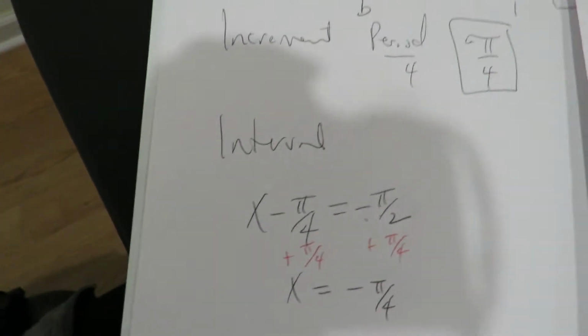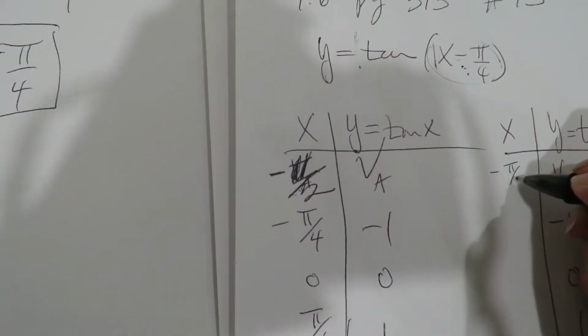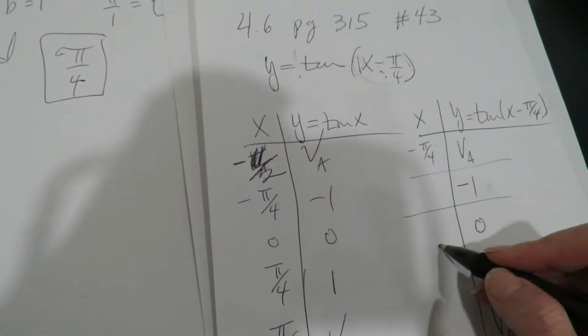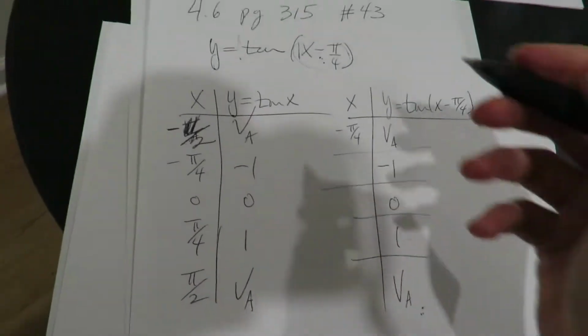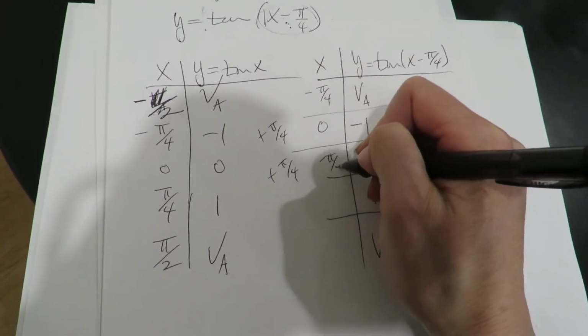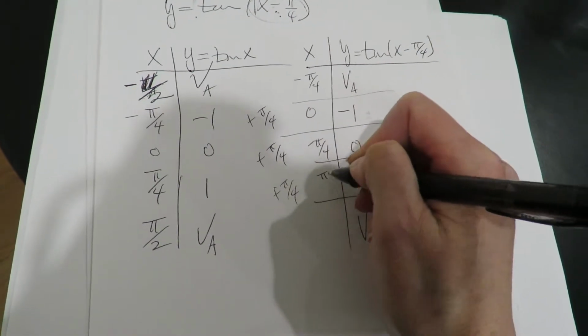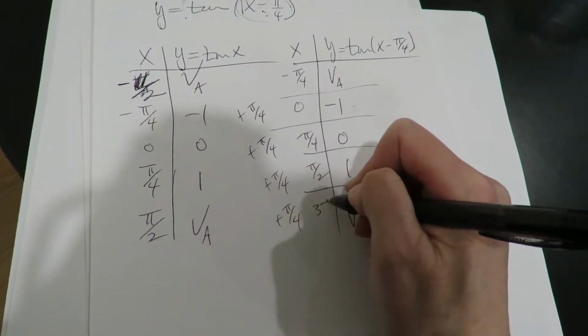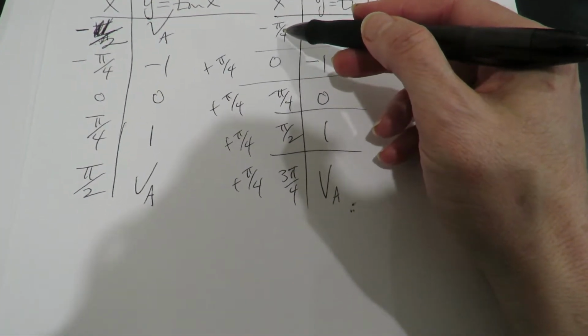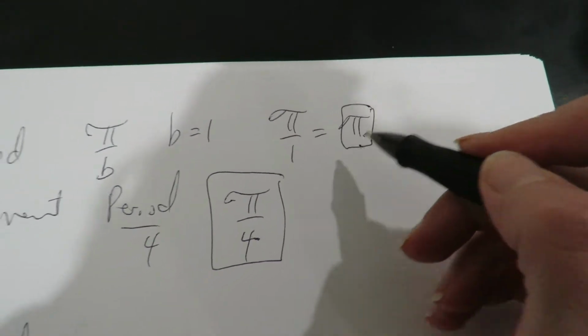So it should make sense to you that this is pushed pi over 4 to the right. So instead of it starting at negative pi over 2, it's actually starting at negative pi over 4. And then again, my increments are pi over 4, so you'll see that I'll keep adding that. And like I said, I always like to check myself. So the distance from negative pi over 4 to 3 pi over 4 is pi, which is the width of one cycle. So we're good.